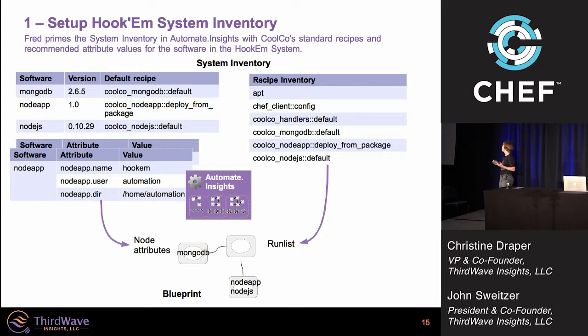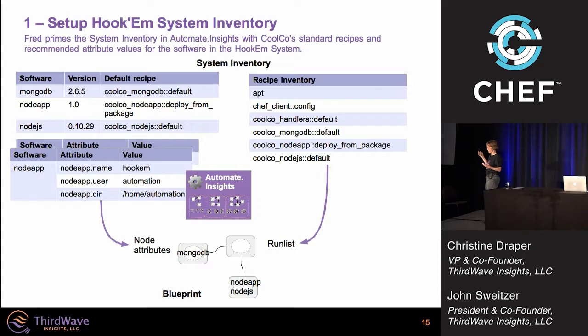So first step, what Fred did here was take the subset of organizational recipes and recommended attribute values that was relevant to that Hookem team. And over on the left-hand side, you can see he basically brought in the recipes recommended for Node.js, MongoDB, and general Node application deployment. And he also brought in the attributes, not all the attributes, but those attributes that were recommended for customizing the deployment of those software.